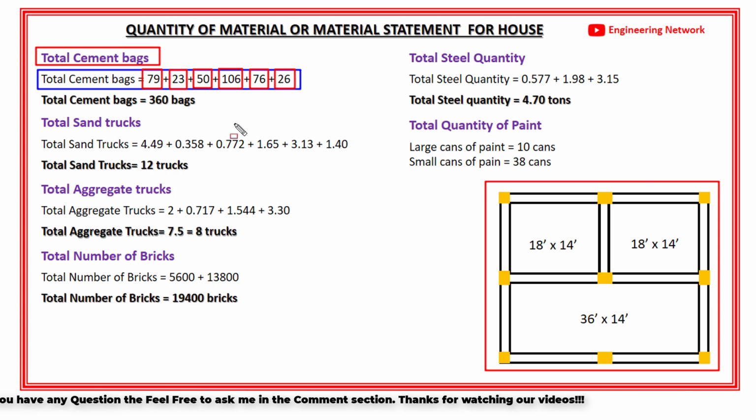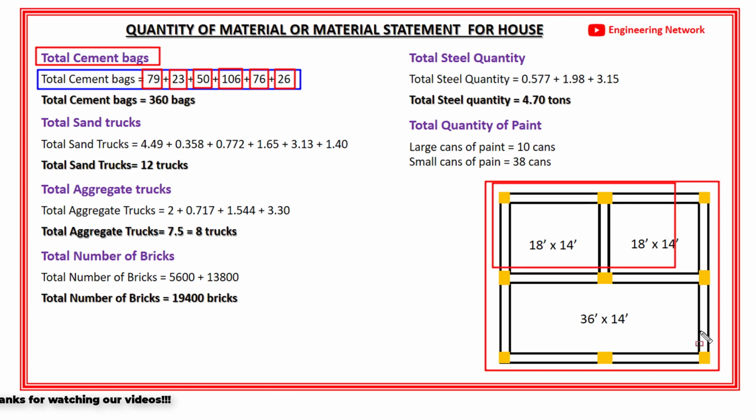Okay? And after calculation, the total number of cement bags that will be used or required in the construction of this house is 360 cement bags.